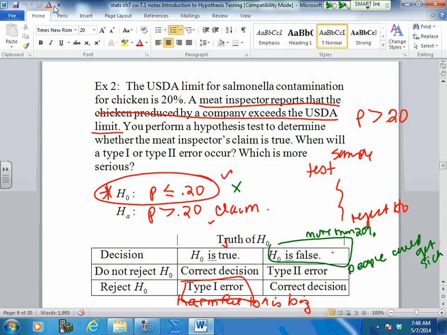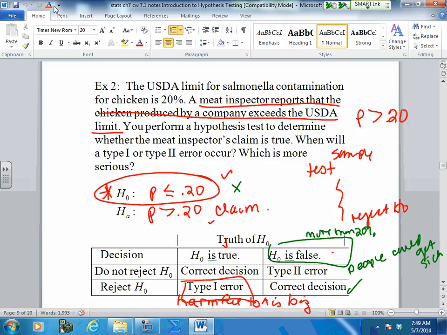If in fact this was false, and I did reject it, I made a good decision. It was a false statement. My sample showed it was not a good statement. I rejected it. So there are two types of errors: one where it hits the person, the manufacturer in this case, and one where it hits the people. Which one do you think is worse?